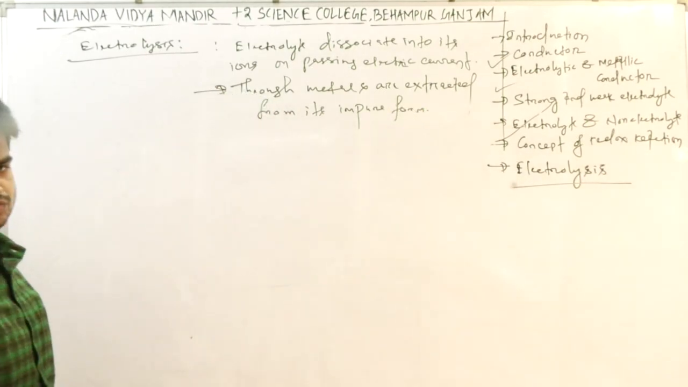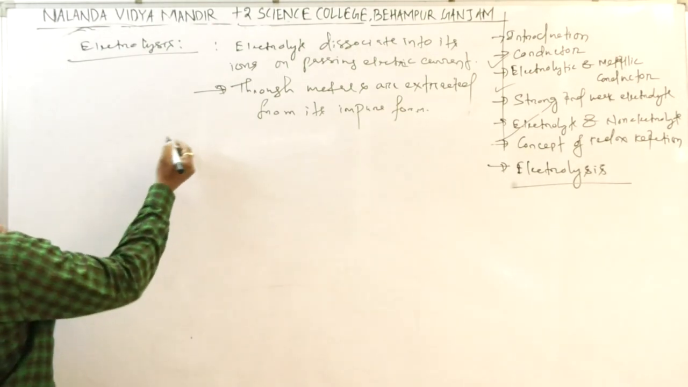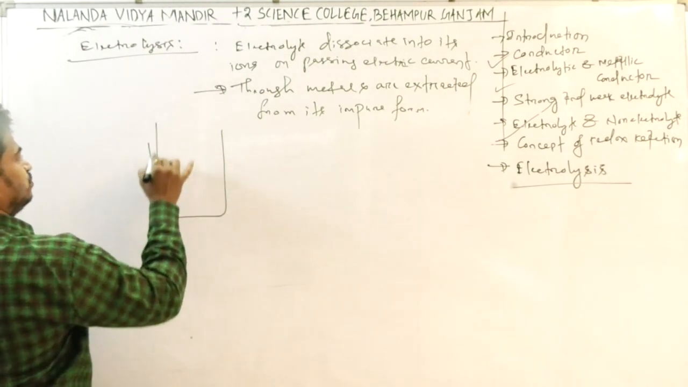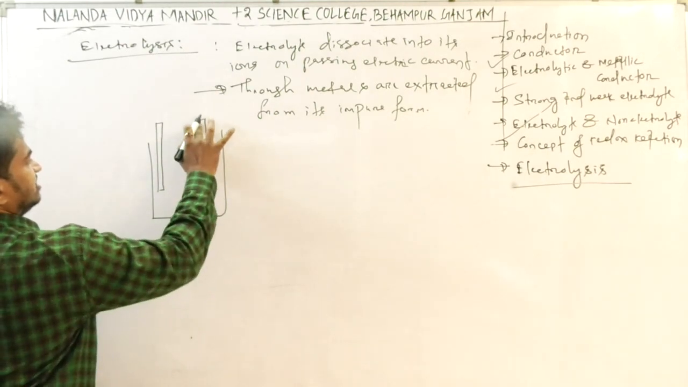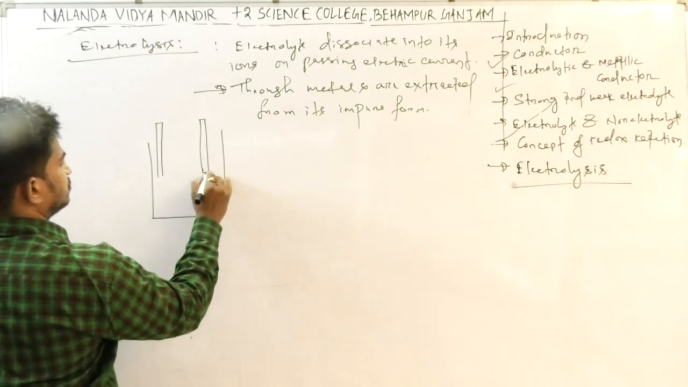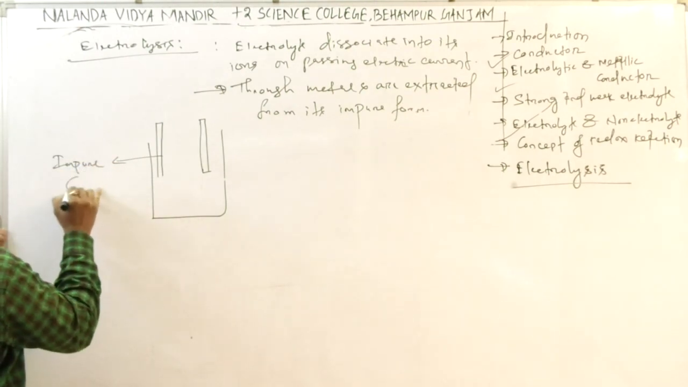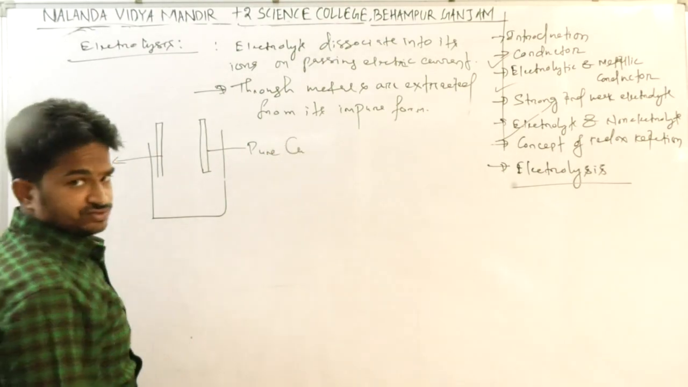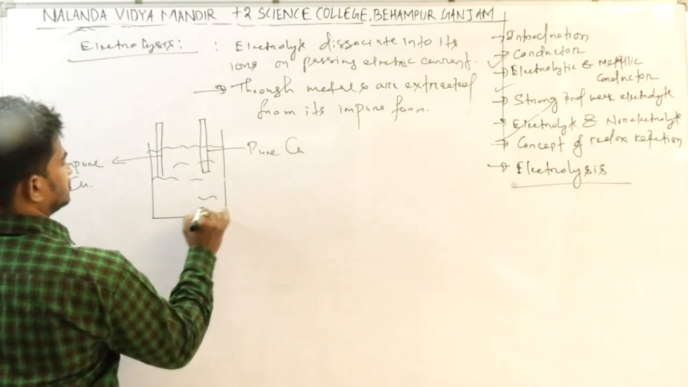Now we are going to discuss the electrolysis of copper sulfate solution. Here is the vessel. Two electrodes have been dipped into the salt solution, that is copper sulfate solution. These are two copper rods. This is impure copper, and this is pure copper electrode. And here the copper sulfate solution is there.